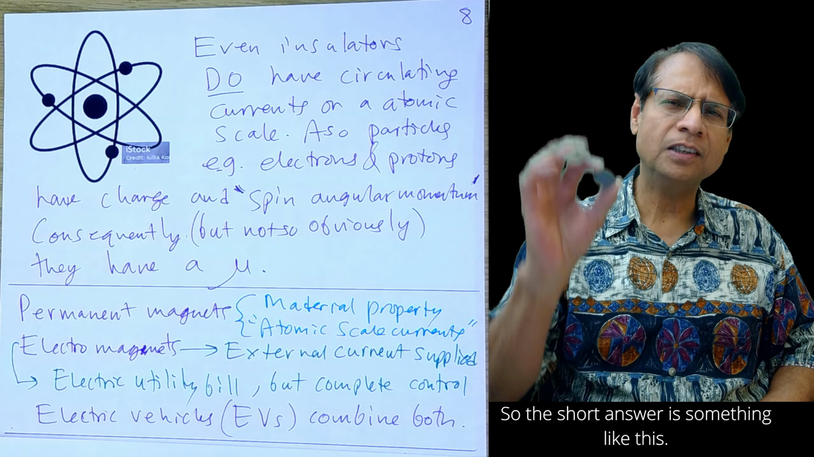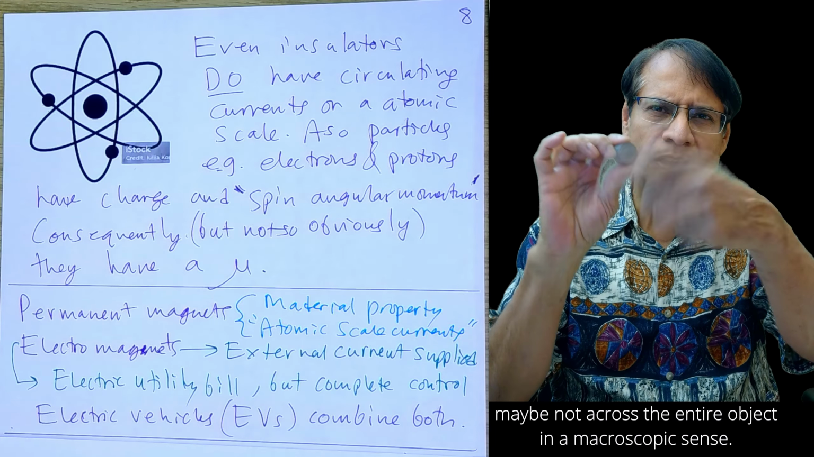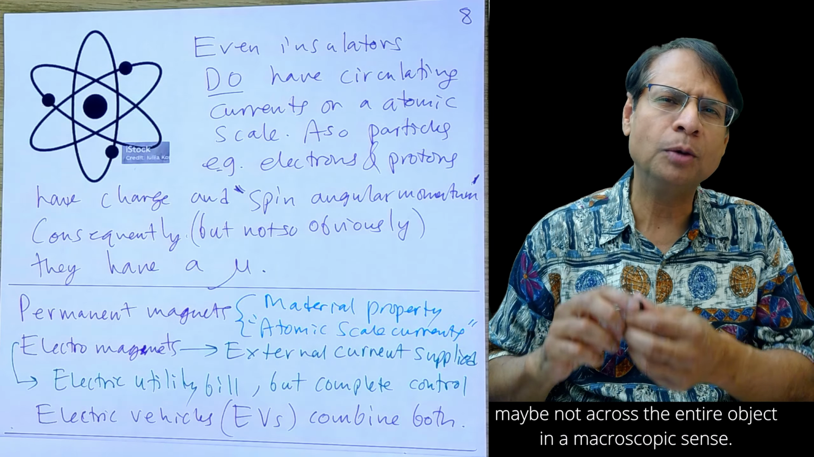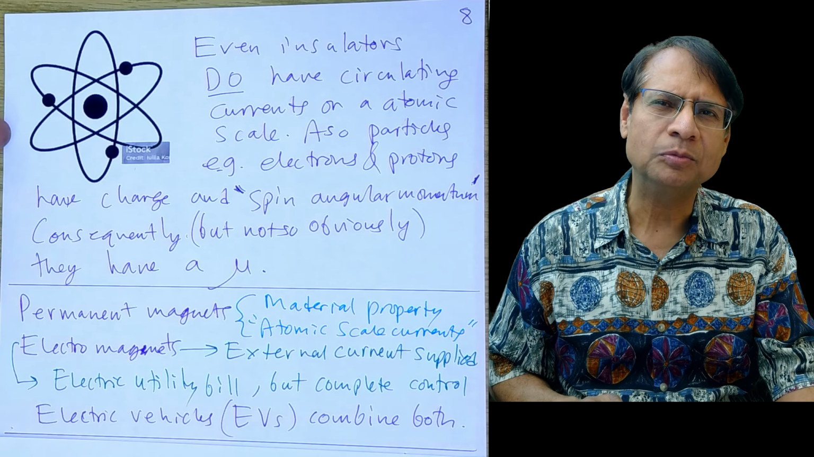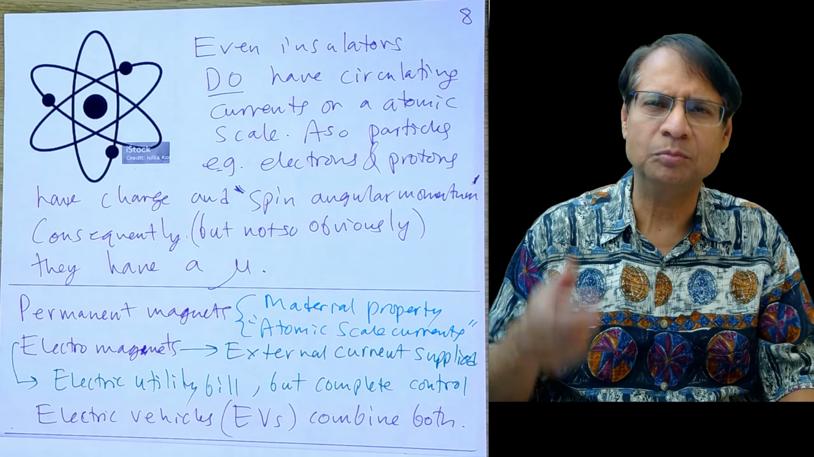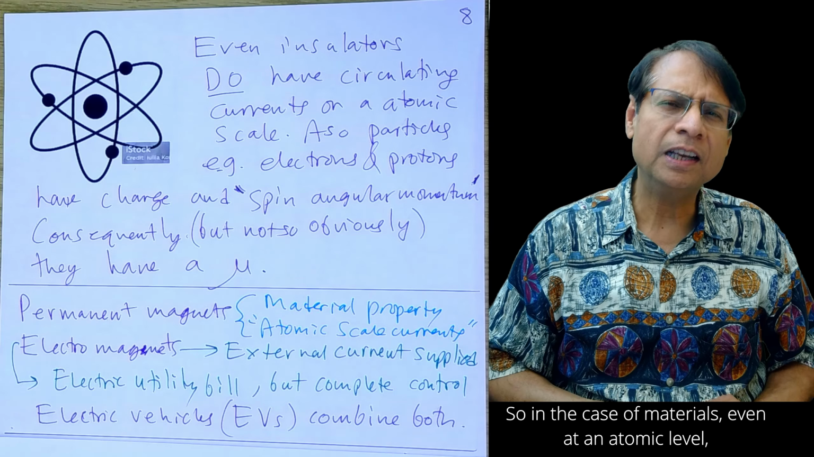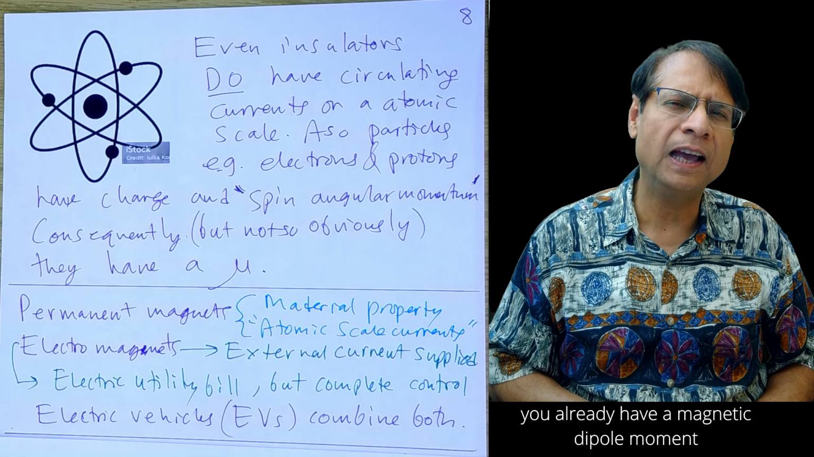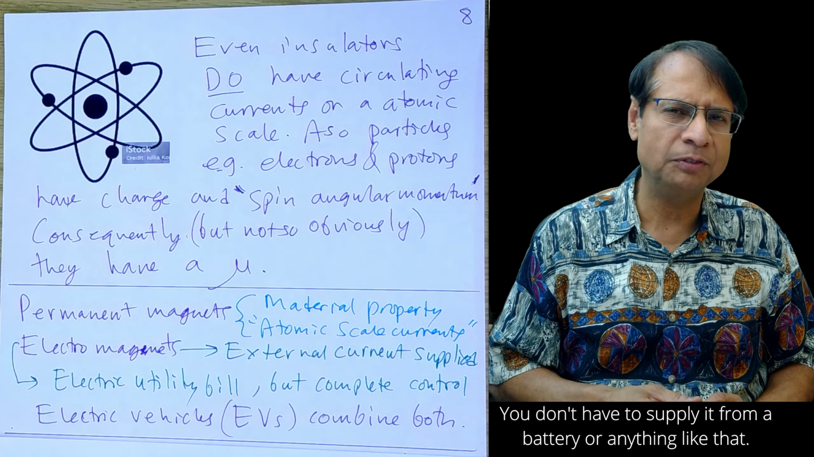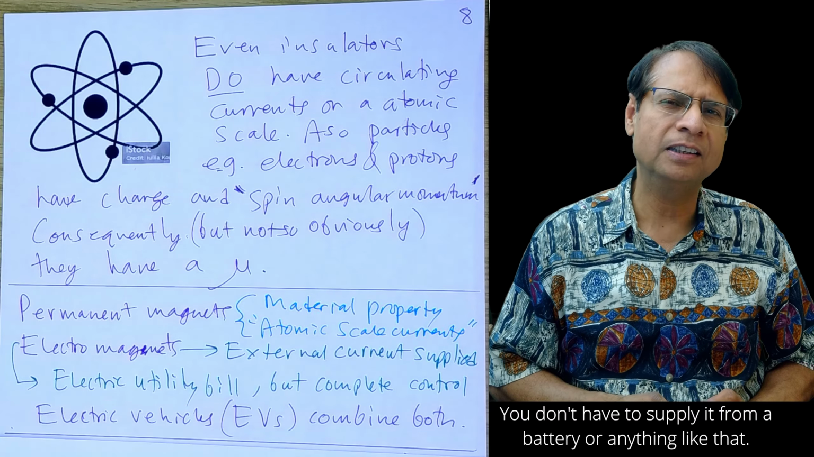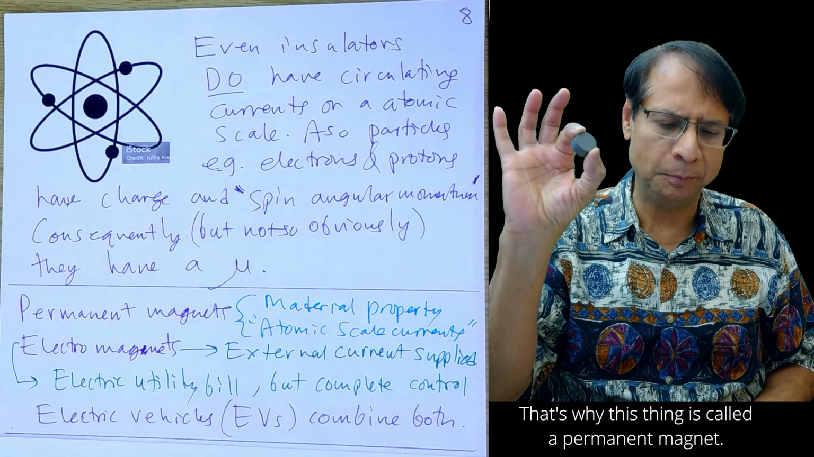So the short answer is something like this. There are circulating currents, maybe not across the entire object in a macroscopic sense. However, they are made up of atoms. You have electrons going around an atom. That's a circulating current. So in the case of materials, even at an atomic level, you already have a magnetic dipole moment. And that current keeps going around forever. You don't have to supply it from a battery or anything like that. It's free and it's permanent. That's why this thing is called a permanent magnet.